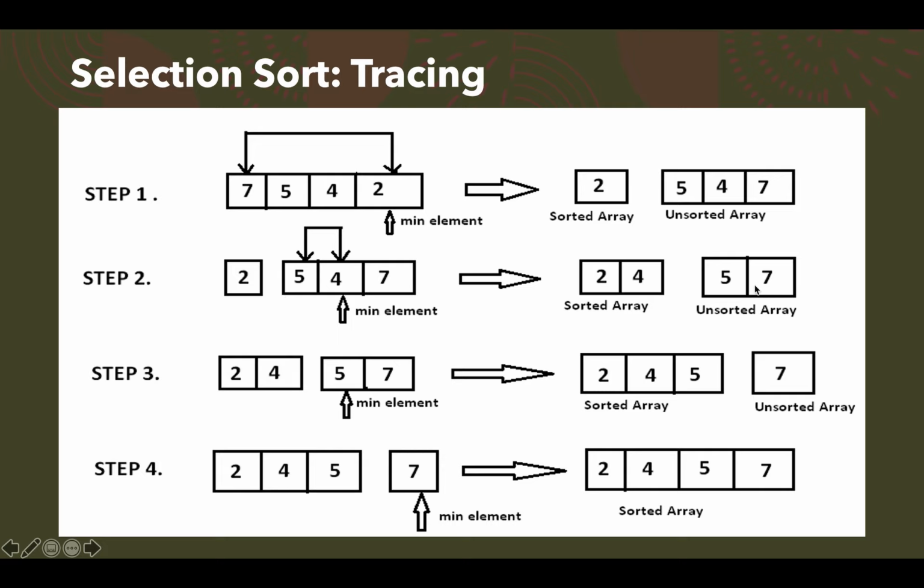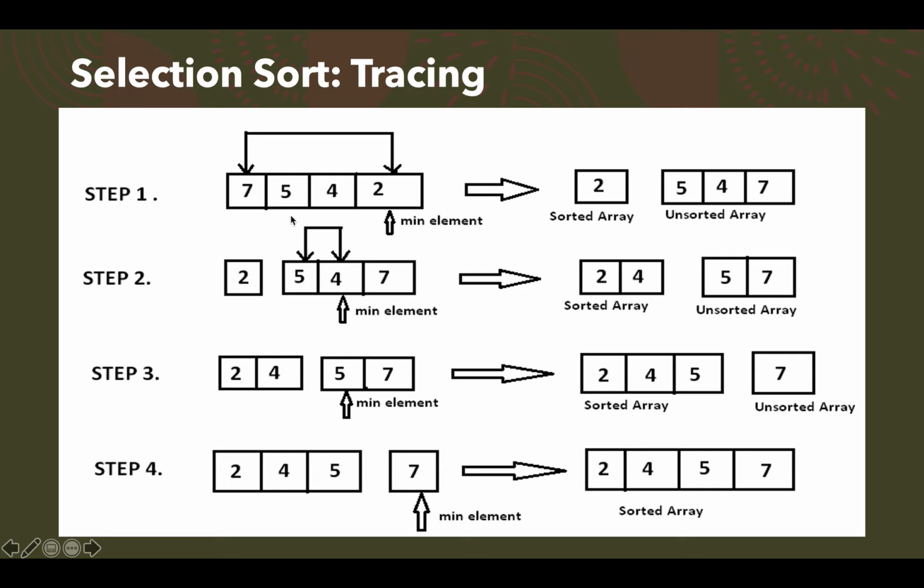So you swap it, 4 and 5 are swapped, and you get this array. The next minimum element is 5, so there is no need to swap there. Then you have 7. Every iteration you find the minimum element in the array. Here the size of the array is n equal to 4, and you can see 3 times you are finding the minimum element.